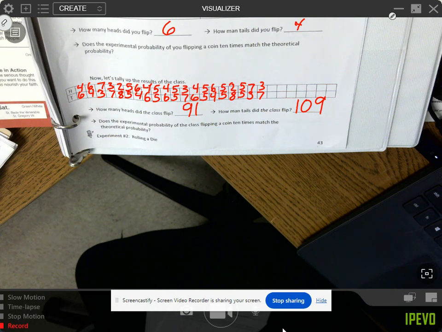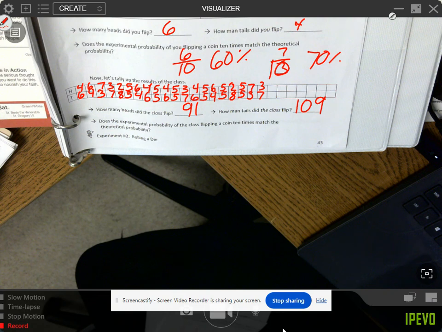It would actually, sorry, it would have been 6 out of 10. I forgot to put the total flips on the bottom. So that would be 60%. If you were somebody that had 7 out of 10, that would have been 7 divided by 10, 7 out of 10. That would have been 70%.